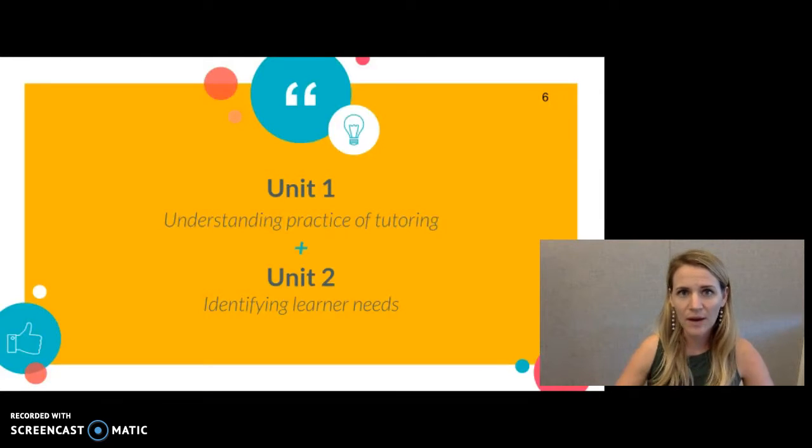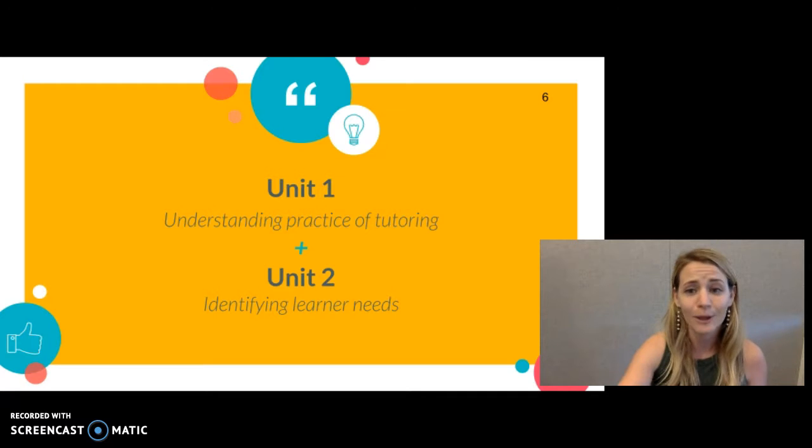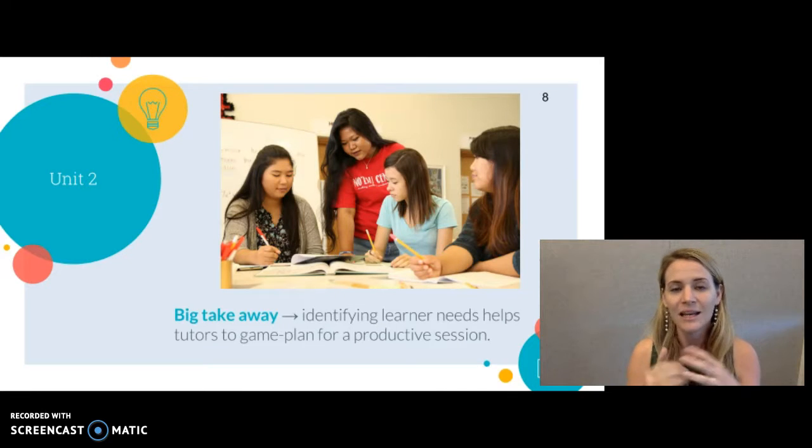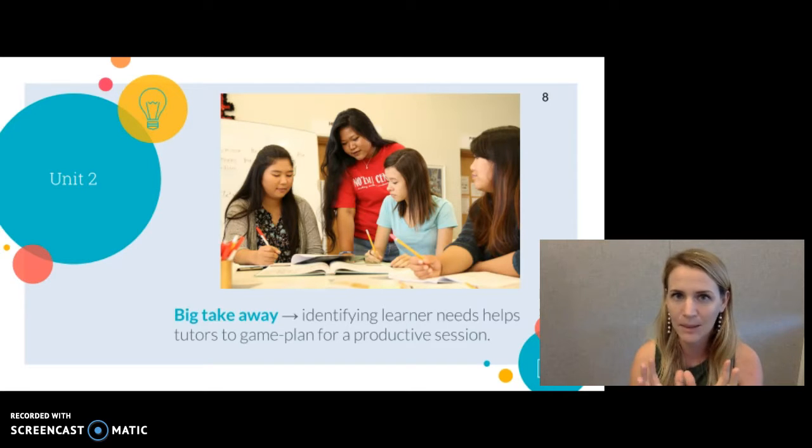So I wanted to show now how Unit 1 relates to Unit 2. Unit 1 is all about understanding the practice, essentially, of tutoring. And Unit 2 takes that a step further by beginning to identify the learner needs. You might remember that Unit 2 is all about the 3 domains of learning. Within this unit, the big takeaway is that identifying learners' needs really helps tutors to game plan, or structure, a really productive tutoring session.